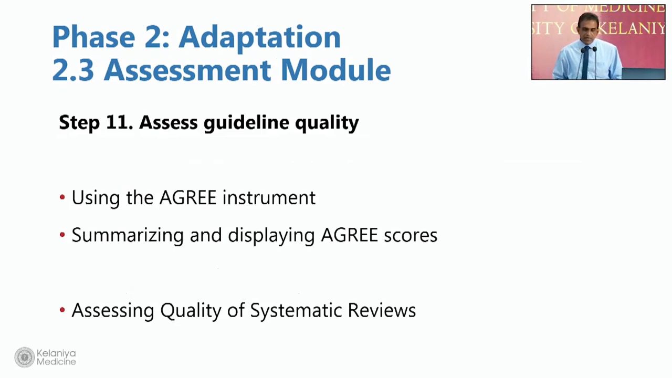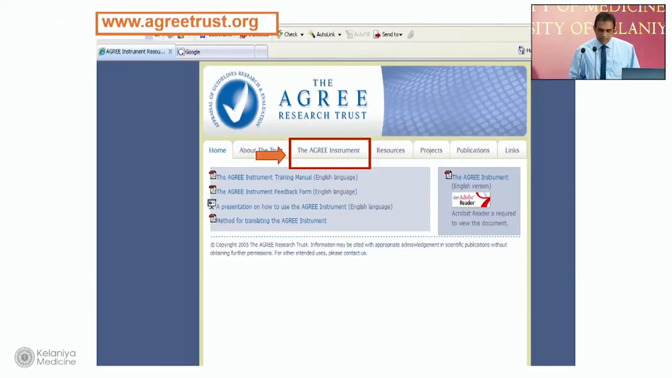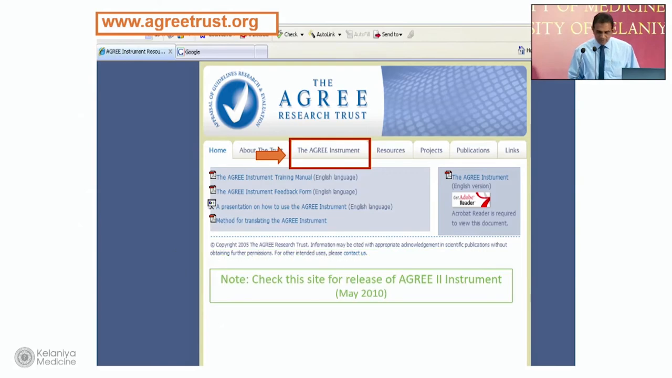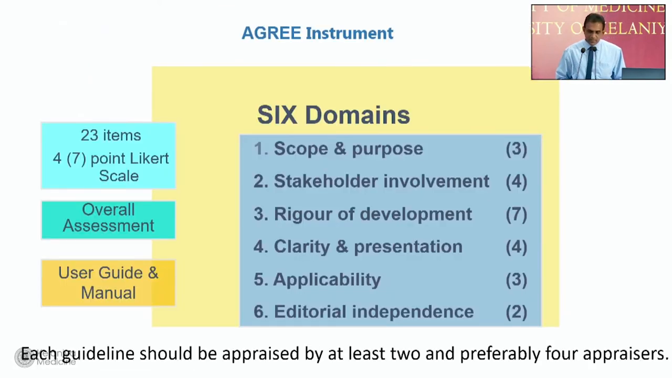Then for assessing guideline quality, we use the AGREE II instrument. From there, we can summarize and give the AGREE score. You can download this AGREE instrument. It has 6 domains: scope and purpose, stakeholder involvement, rigor of development, clarity and presentation, applicability and editorial independence. It has 23 items, and then we can calculate the overall score.